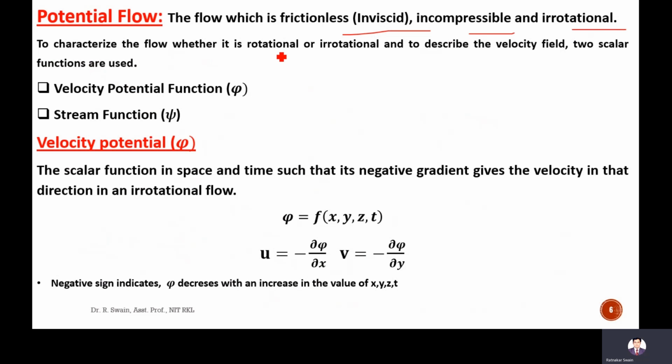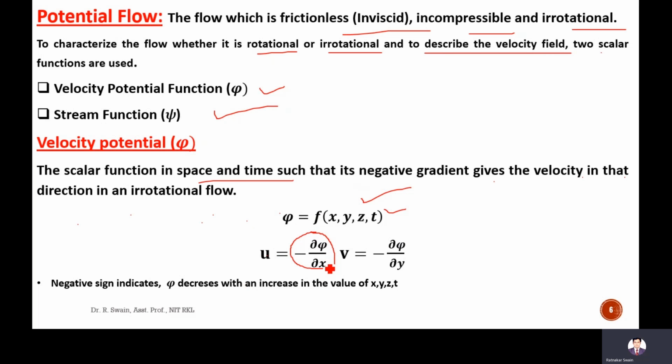To characterize the flow, whether it is rotational or irrotational, whether it exists or not, and to describe the velocity field, two scalar functions are used. One is the velocity potential function, and the other is the stream function. The velocity potential function is a scalar function in space and time, and its negative gradient gives the velocity in that direction in an irrotational flow. So for an irrotational flow only, the negative gradient in any direction will give the velocity in that direction.